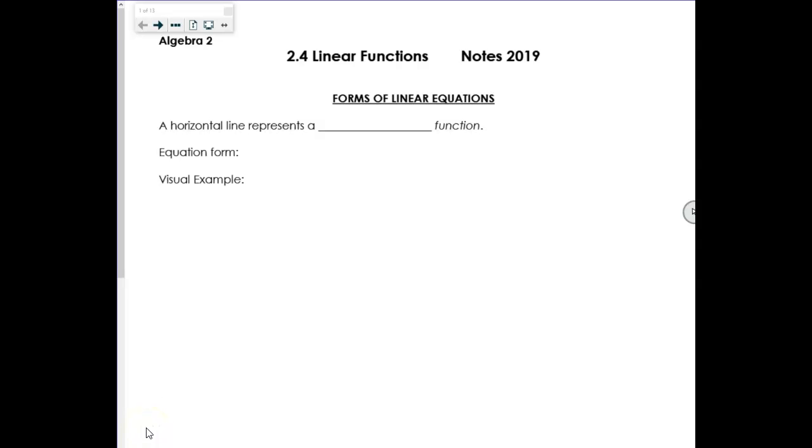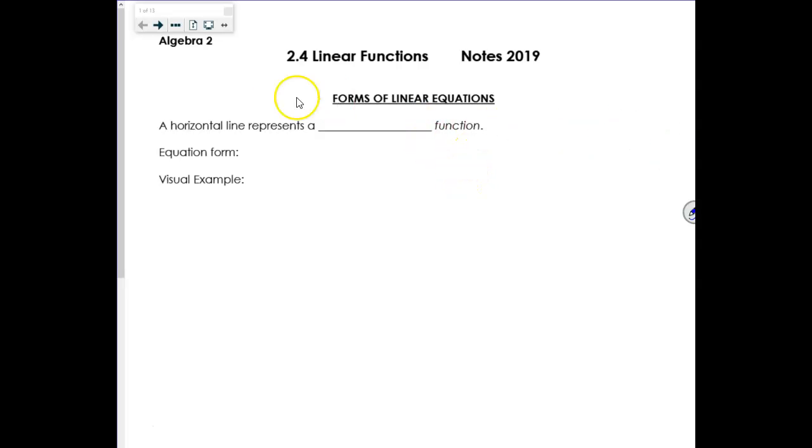So this lesson, 2.4, was actually added to the Algebra 2 curriculum because of what shows up on your SAT test. So this summer, the Algebra 2 teachers decided that we haven't seen this topic since like Algebra 1. It's been a few years. So the first bit of notes here is a review for you about what lines look like when you graph them.